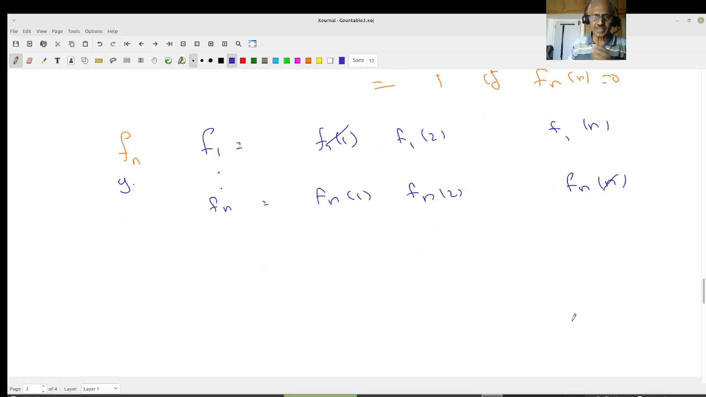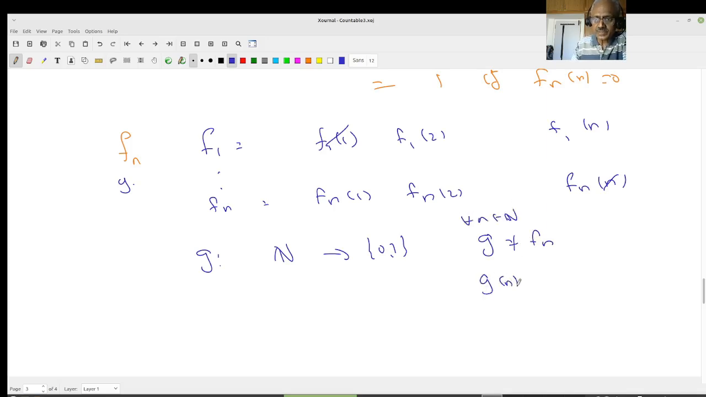Do you understand that? Now g is a function from N to {0, 1}, but g is not equal to f_n for any n. Why? Because g of n and f_n at n are distinct, therefore g is not equal to f_n. Therefore the set of such functions is not countable. It is uncountable.